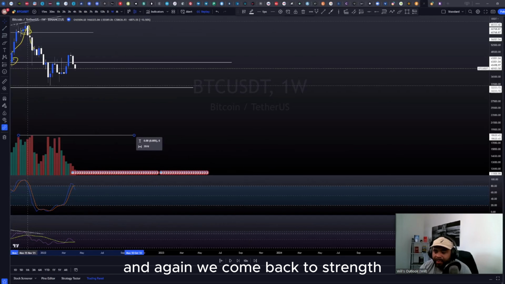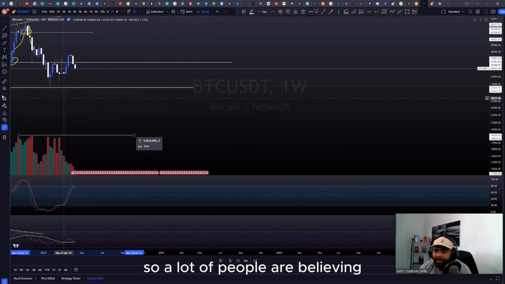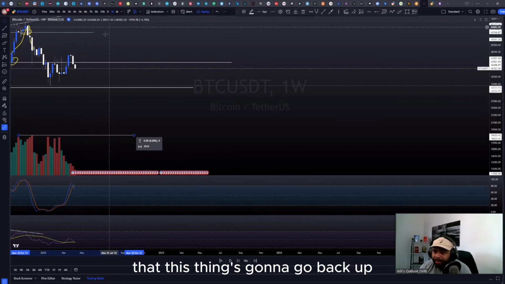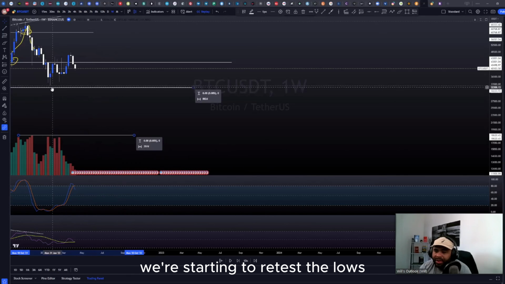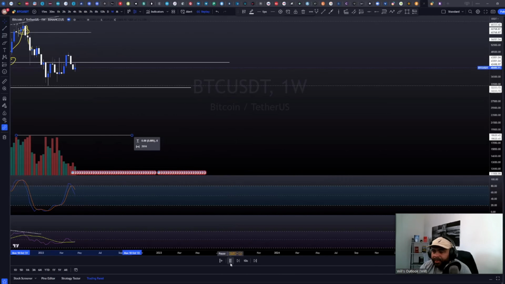And again, we come back to strength. We're lower strength, but we are also lower price. So a lot of people are believing that this thing's going to go back up. We're starting to retest the lows. So let's go and play it through.